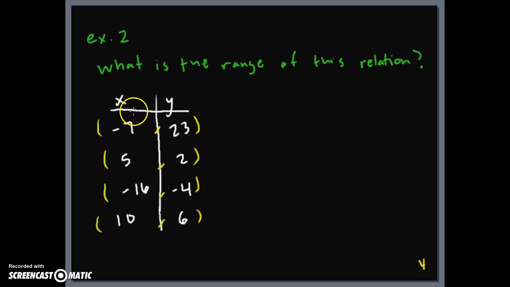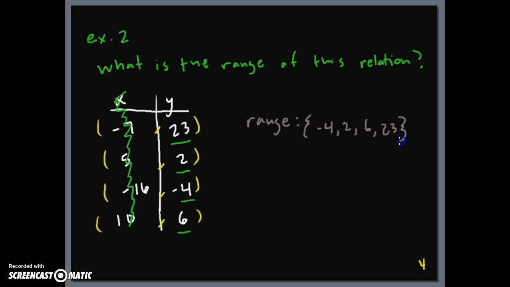So we know that if we're only talking about range, then all of these x values don't really matter, and we're only really concerned with the y values because the y values are the range. So let's go ahead and list them in numeric order. We've got 2, negative 4, 6, and 23. Negative 4 is the smallest number, then comes 2, then comes 6, then comes 23.